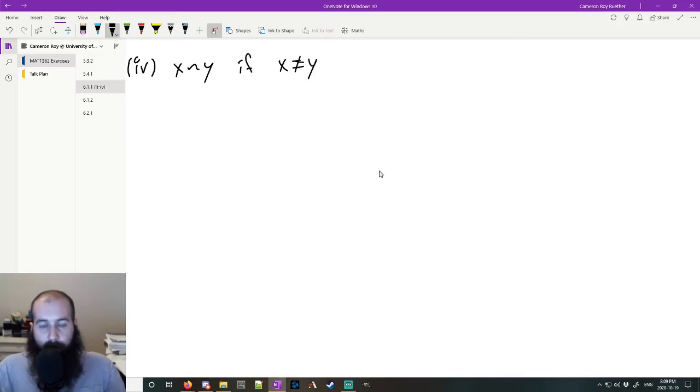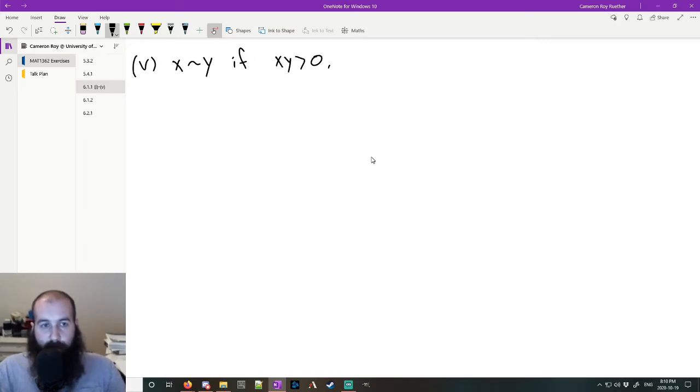Part 4 asks if we define a relation by x is related to y if x is not equal to y, if this will be an equivalence relation. Now, unlike the previous example, inequality is not an equivalence relation. It fails reflexivity. So no, not reflexive. x being equal to x means that x is not related to x. So this is not an equivalence relation.